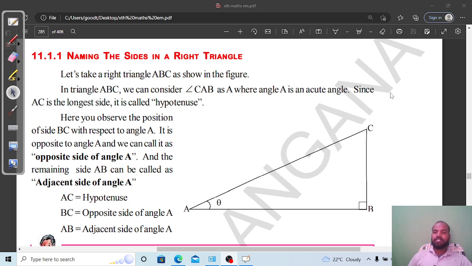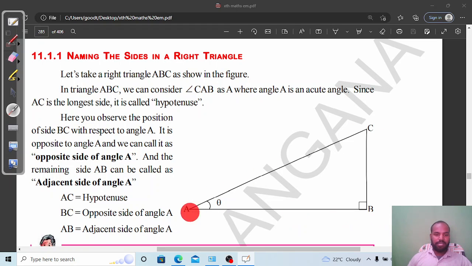See now, I forgot to say this. Once we go with the textbook, what is given in the textbook here? In the textbook, it is given as naming the sides in a right angle triangle. What we discussed up to now will be given in the same format. We will go through this content too. Now let us take the right angle triangle ABC as shown in the figure. This is a right angle triangle.